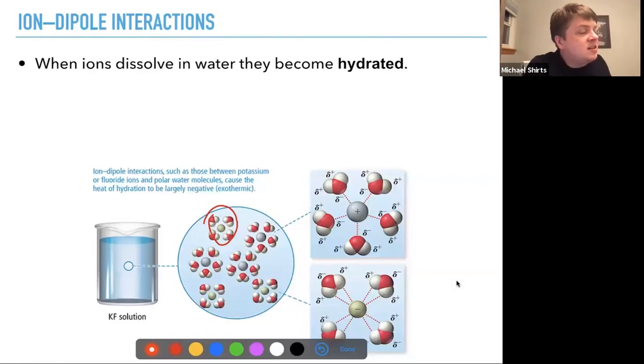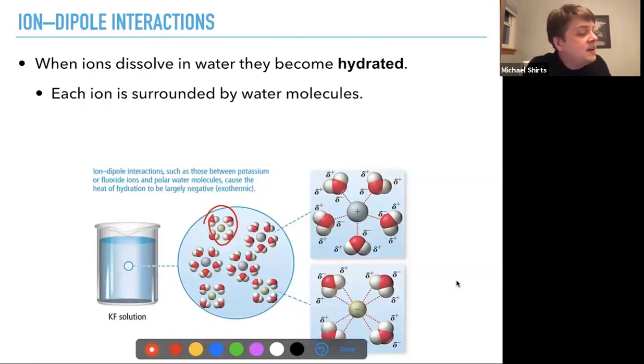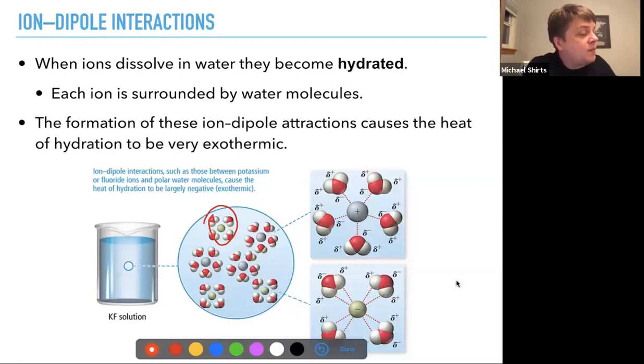Some terminology: when ions dissolve in water, we call them hydrated ions. Each ion is surrounded by water molecules. And the formation of these ion-dipole interactions causes the heat of hydration, the process of going from gas phase ions to ions in water, to be extremely exothermic, because you get the creation of lots of ion-dipole interactions.